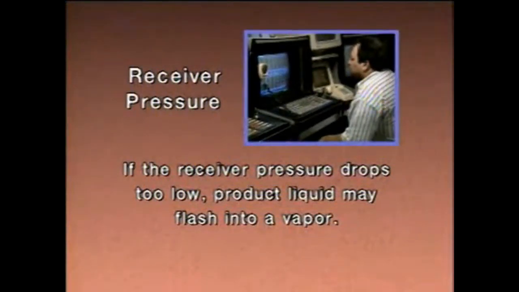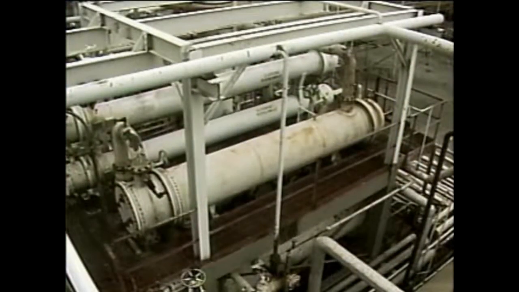One pressure reading that is important to check is the receiver's pressure. If the pressure in the receiver drops too low, the product liquid may flash back into a vapor. The condenser's pressure is also important to check. On condensers that operate under a vacuum, insufficient vacuum may affect the efficiency of the condenser.